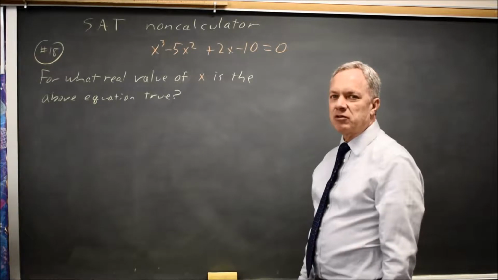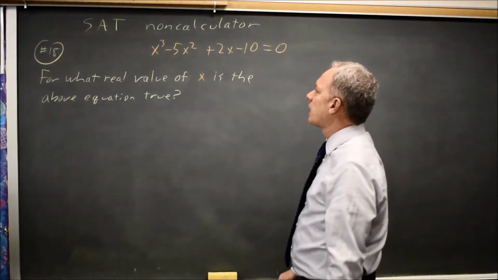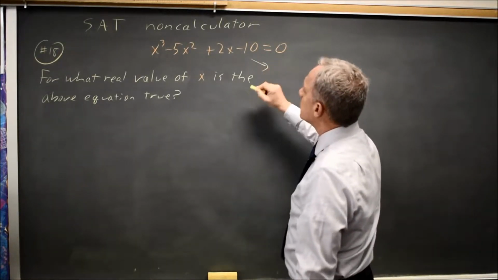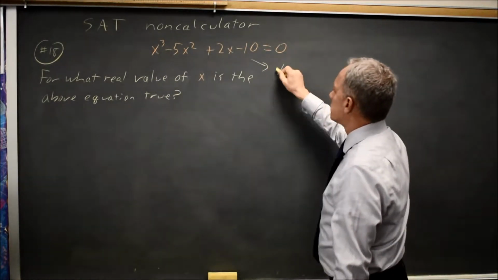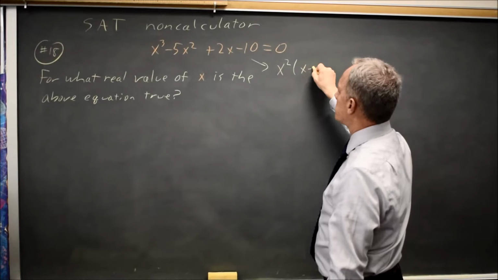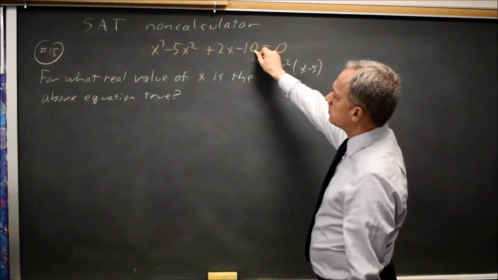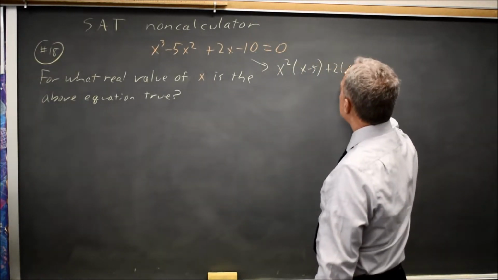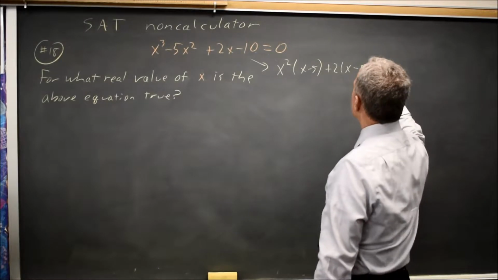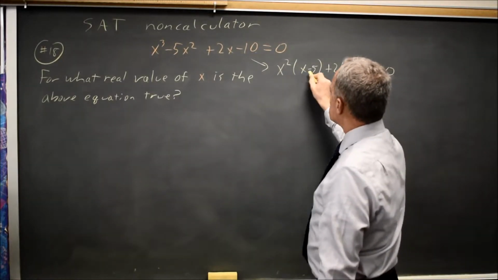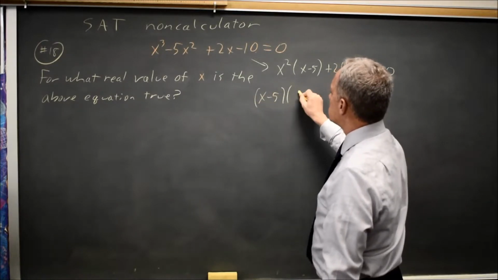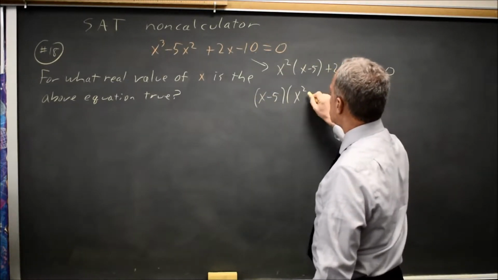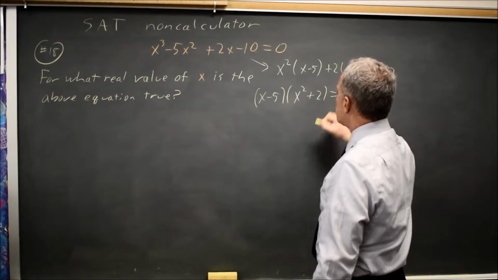we don't have a method for factoring cubics unless they happen to factor by grouping. But if you look, the first two terms have a common factor of x squared, so that's x squared times x minus 5. And the next two terms are twice x minus 5, and that's 0. Since these both have an x minus 5, that's x minus 5 times x squared plus 2. And this product equals 0.